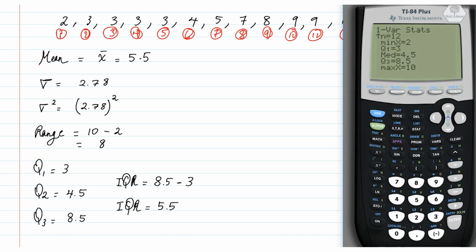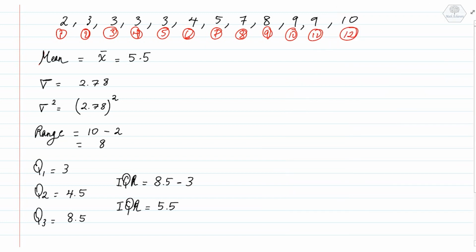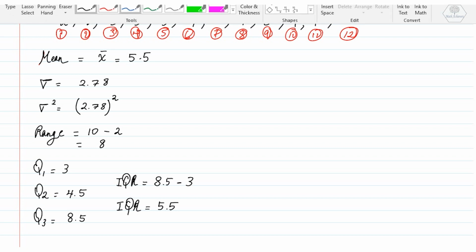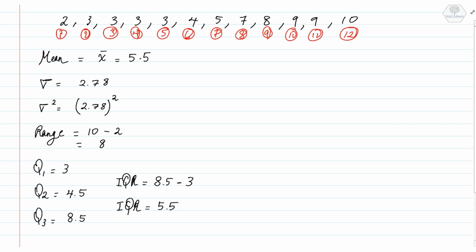What else can I find? Okay, it's enough from my GDC. Now, can I know my mode? Yes, of course I know my mode. My mode is the most recurring value, and I can find the 3 to be the most recurring value. So my mode here is equal to 3.